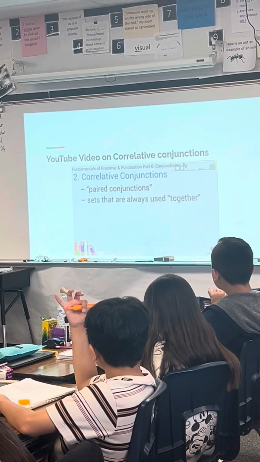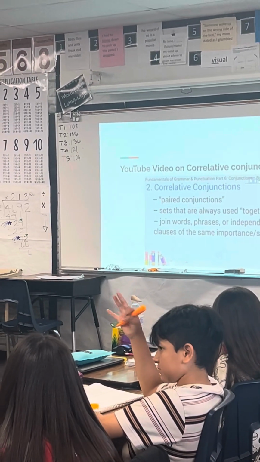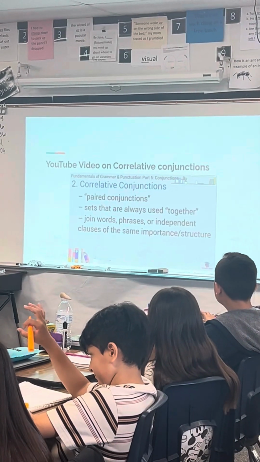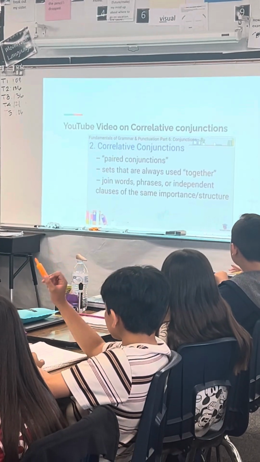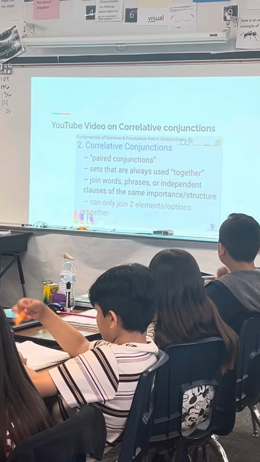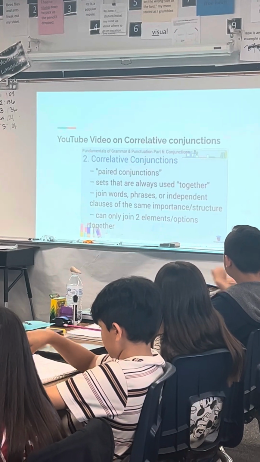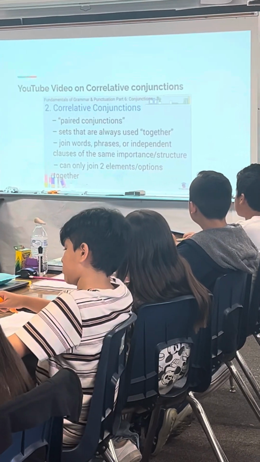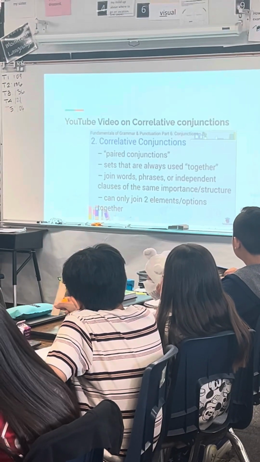Like coordinating conjunctions, correlative conjunctions are used to join words, phrases, or independent clauses of similar or equal importance and structure. But unlike coordinating conjunctions, correlative conjunctions can only join two elements together and no more. If coordinating conjunctions can join 2, 3, 4, and more elements, correlative conjunctions only join 2.